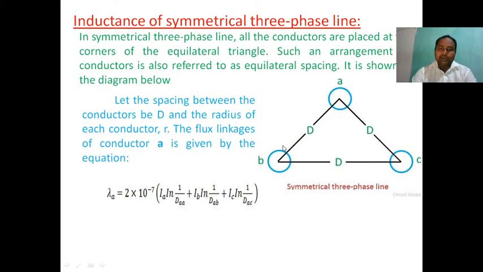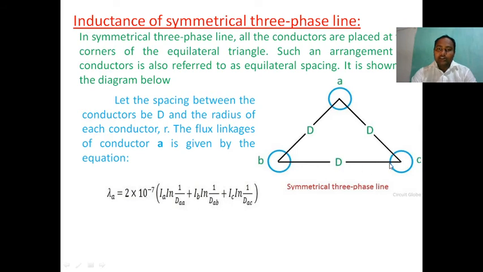The distance between conductor A and B is D. So everything is with respect to conductor A. Why? Because we are finding the flux linkage of conductor A. So everything takes conductor A as a reference. So we take 2 into 10 power minus 7 Ia log 1 by DAA, plus 2 into 10 power minus 7 IB log 1 by DAB.